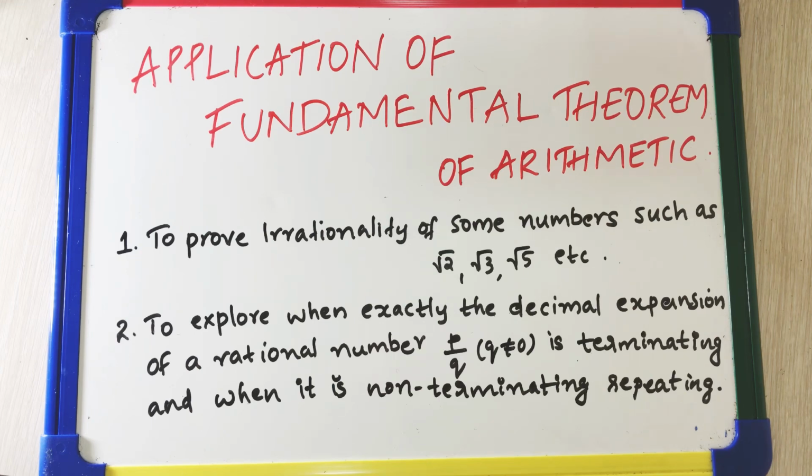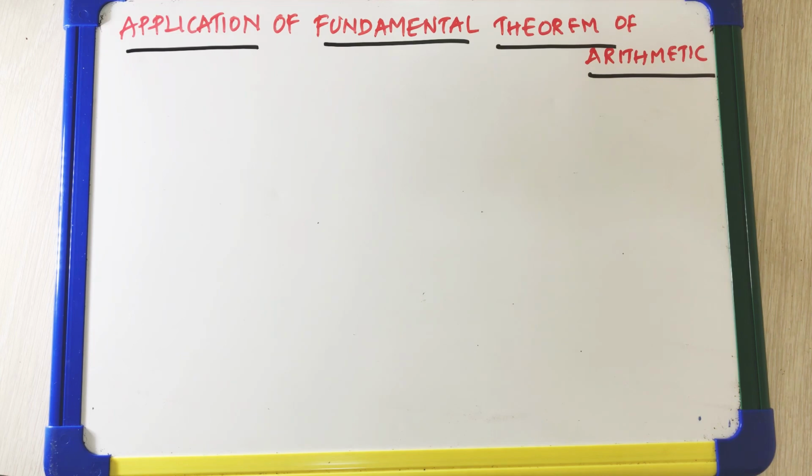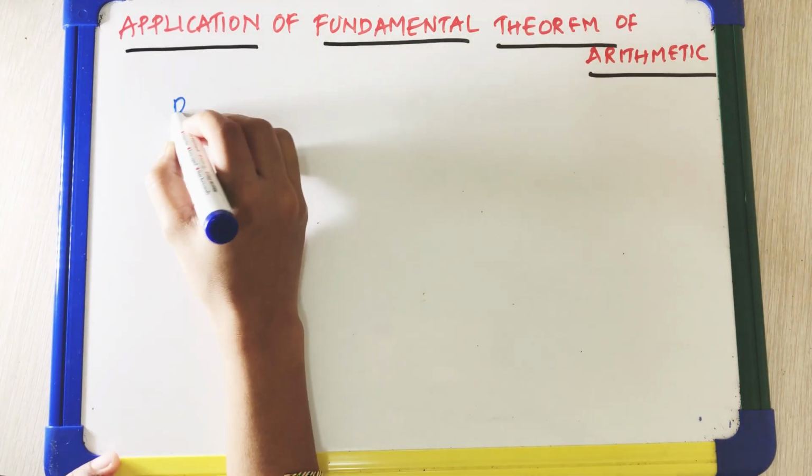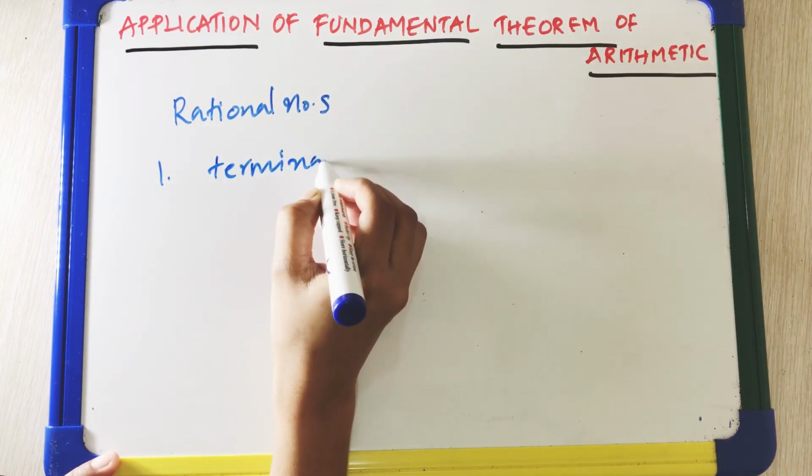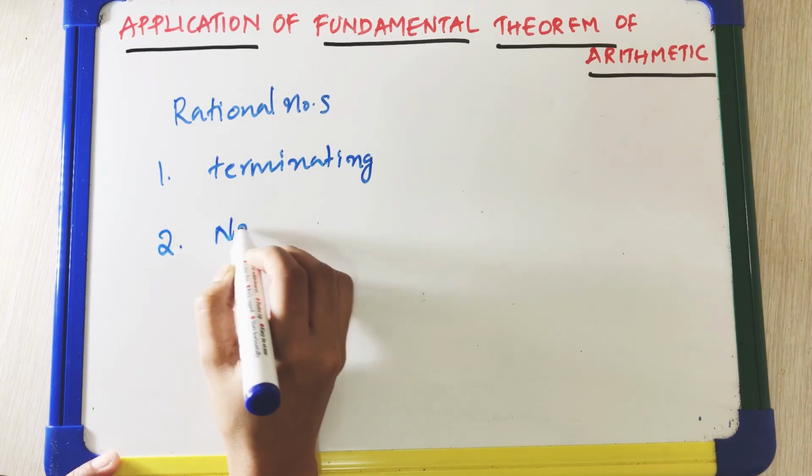And today we are going to discuss another application of fundamental theorem of arithmetic. That is to explore when exactly the decimal expansion of a rational number p by q, q not equal to 0, is terminating and when it is non-terminating repeating. You already studied in your ninth standard that rational numbers have either a terminating decimal expansion or a non-terminating repeating decimal expansion. Or we can say there are only two types of rational numbers: terminating and non-terminating repeating.